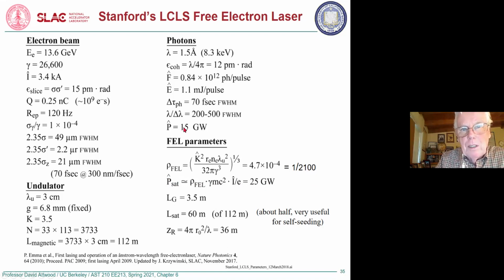Slightly optimistic compared to what was actually measured. And this is the gain length, okay? It reaches saturation at 60 meters, which is about half of the total path available. So they could have kept on going, but they wouldn't have made things better. They would actually have started to lose power, broaden the spectrum, etc., because the gain curve rolls over and becomes ugly. But this becomes very interesting, as we'll see in a moment, I think today, when we talk about self-seeding.